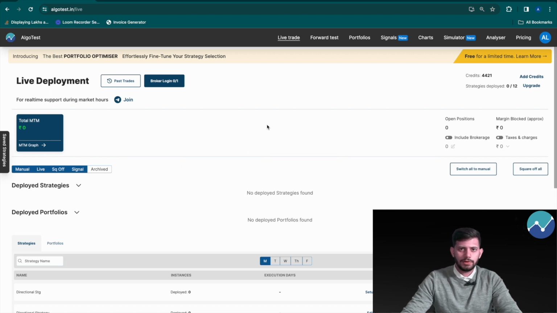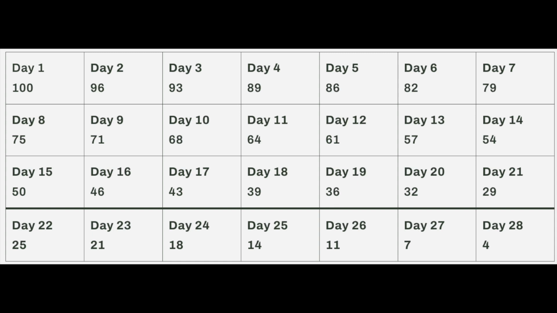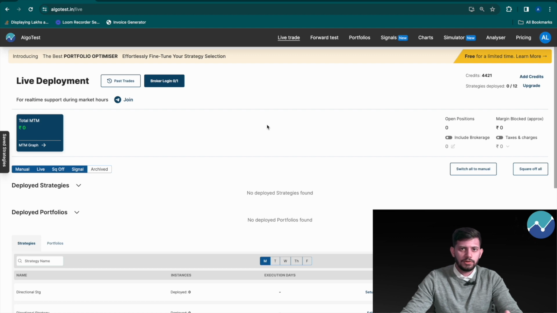And just like in forward testing, the pro rata system applies here as well. So let's say if I start live trading my strategy on the 14th day of the month, then for this billing cycle, I will only have to pay 50 credits per strategy for the remainder of the billing cycle. Remember, one billing cycle is 28 days.